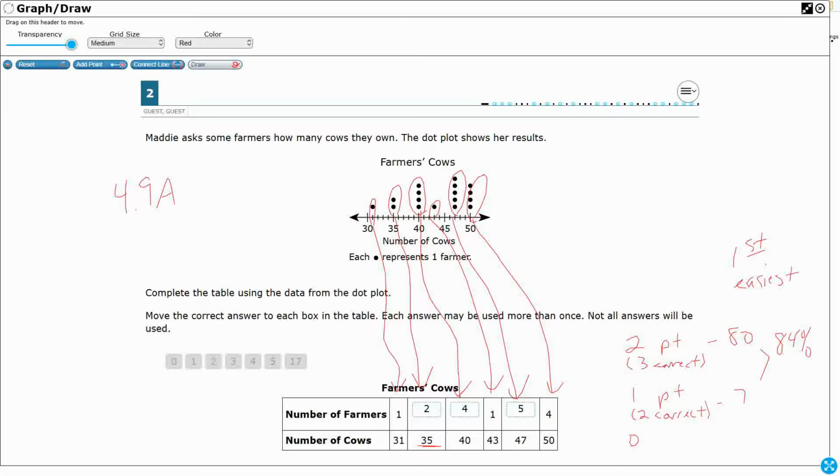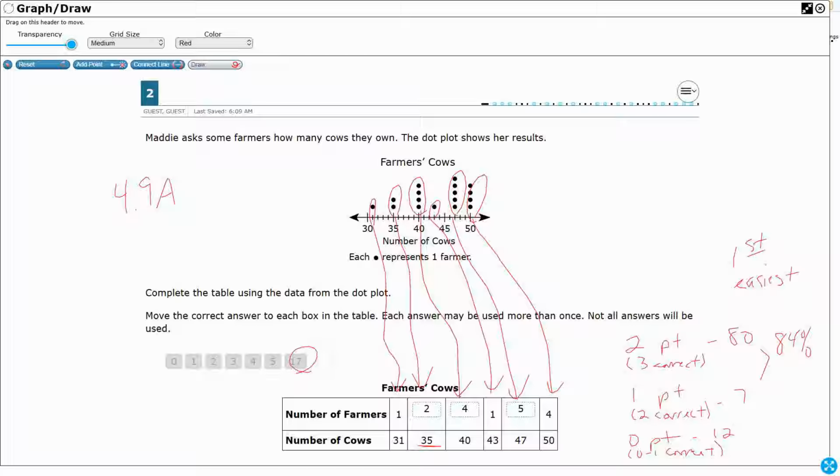Now, we had still 12% of our students get 0 points. This is either 0 or 1 correct. So it's not 100%. We still have some students just confused on this. Obviously, this 17 is just counting everything all up.